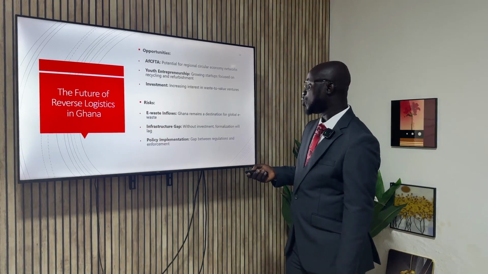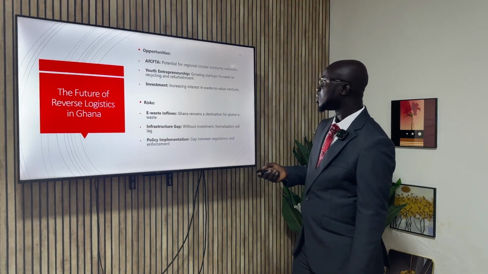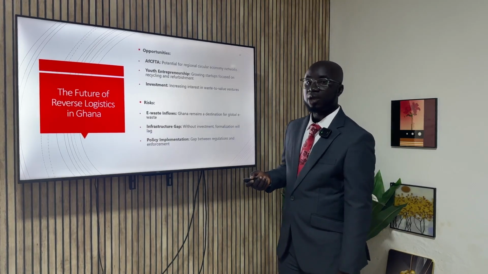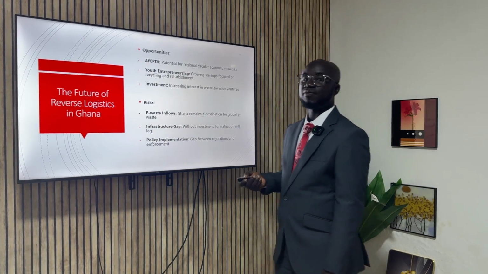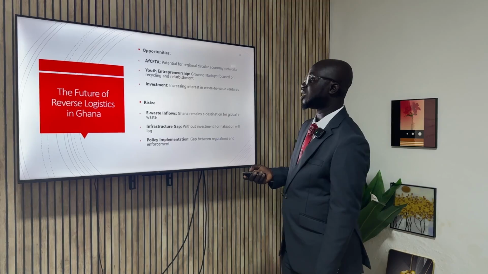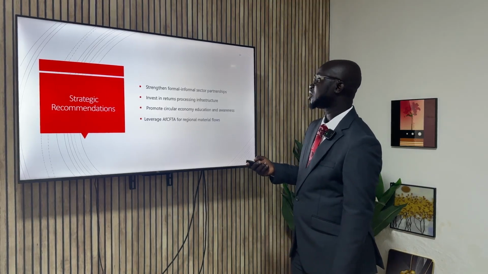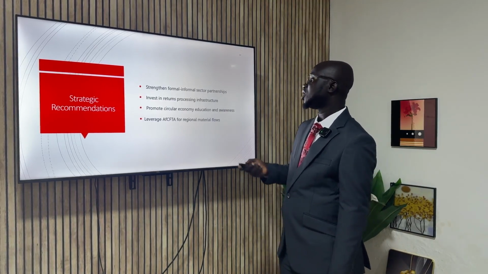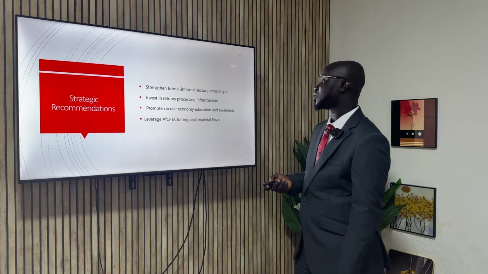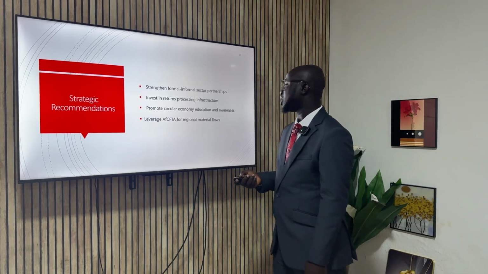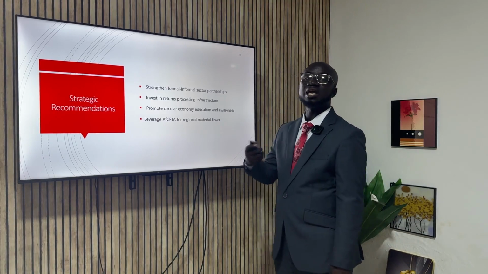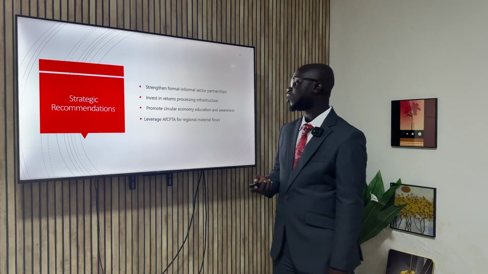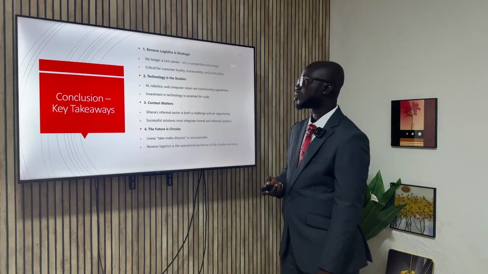And we can do so by making our partnerships formal, and strategically, we can recommend this. That is, strengthening formal-informal sector partnerships, investing in returns processing infrastructure, promoting circular economy education and awareness, and we can leverage the African Continental Free Trade Area for regional material flows.